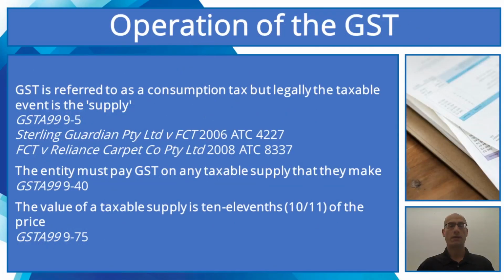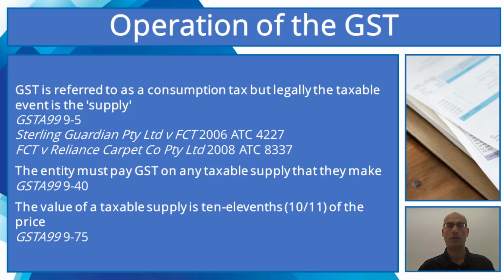One thing to note about the operation of the GST in Australia is that in other jurisdictions, this form of taxation is known as a consumption tax. And that's not strictly legally correct. In Australia, the relevant event in which tax arises is the supply of goods and services. Note that the GST that is payable on a taxable supply is 1/11th of the price of the item.